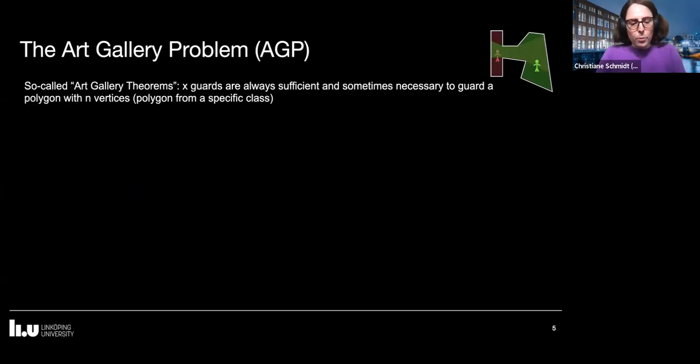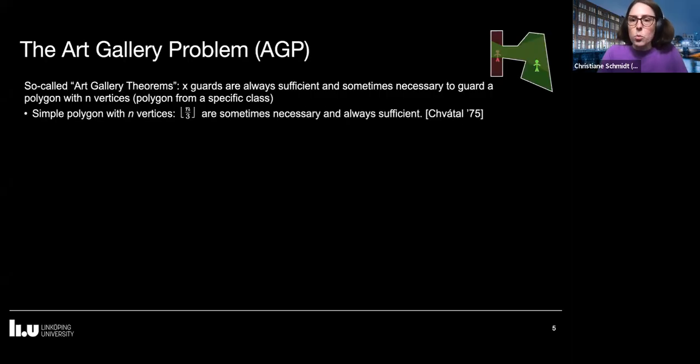So what have people looked at? The first results were what we call so-called art gallery theorems. Those are statements for a specific class of polygons: X guards are always sufficient and sometimes necessary to guard any polygon with n vertices from this class. The very first result was by Chvátal, who showed that if we have a simple polygon with n vertices, then n over 3 rounded down guards are sometimes necessary and always sufficient.